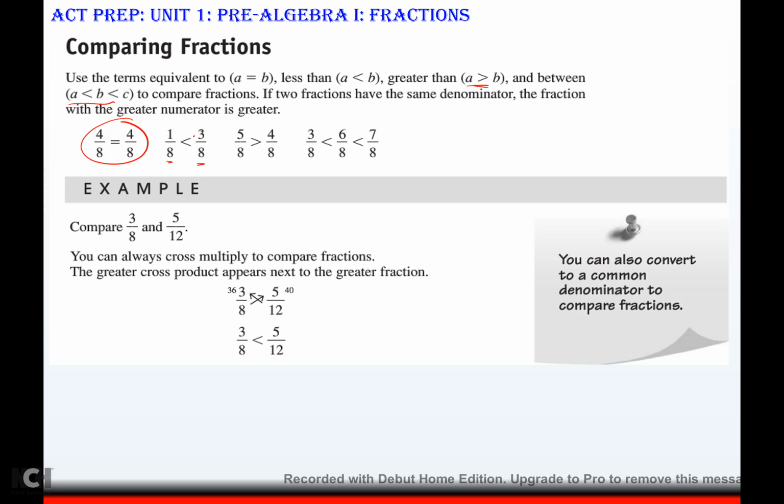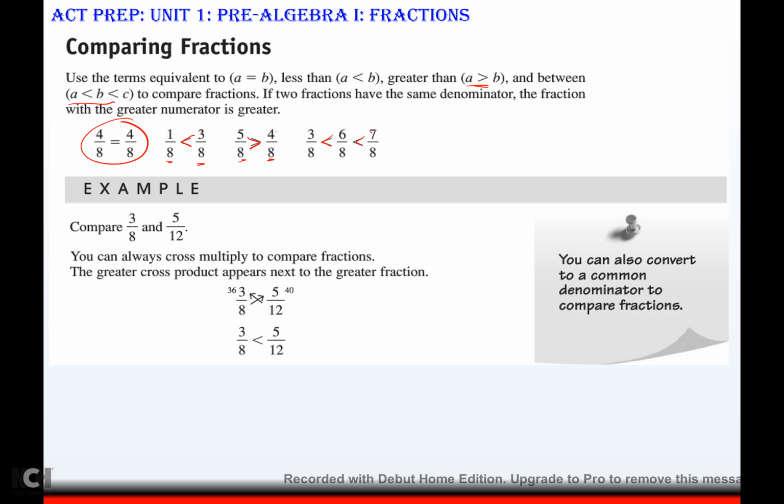1 is smaller than 3, so 1/8 is smaller than 3/8. Again, here the denominators match, so compare numerators. 5 is greater than 4, so 5/8 is greater than 4/8. And between: smallest, middle, big, arrows point left. That's when the denominators match.